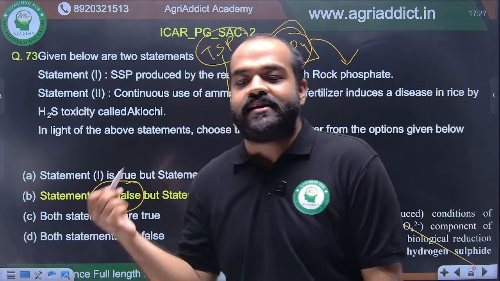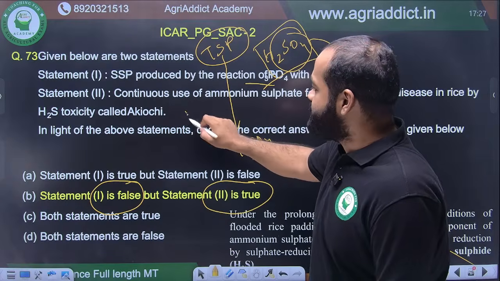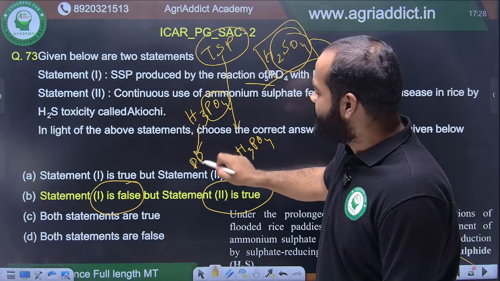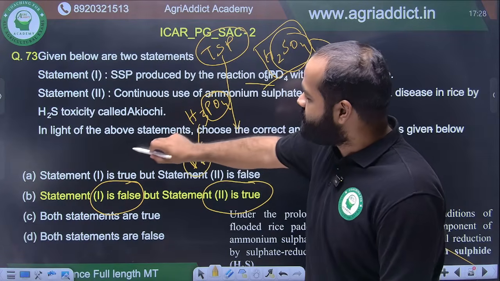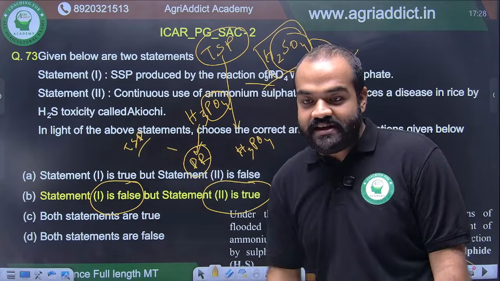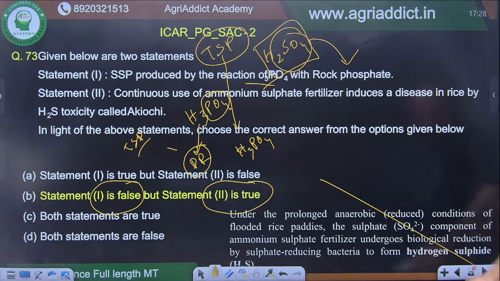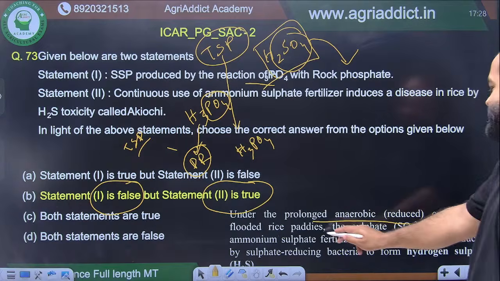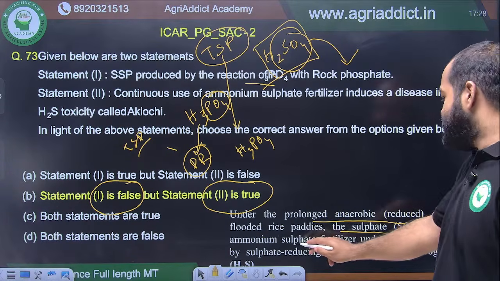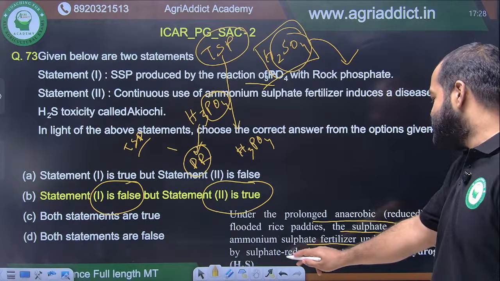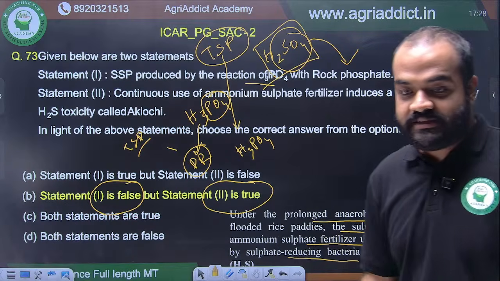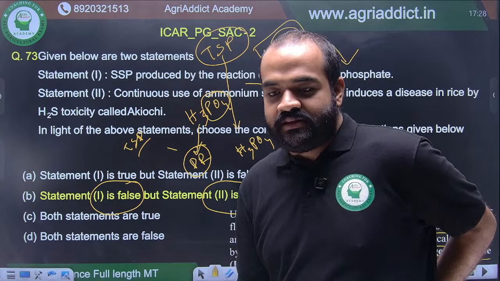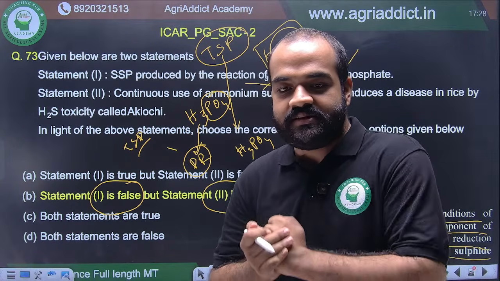Whereas TSP is a high analytical fertilizer. उसमें it is H3PO4 phosphoric acid जिसमें ऑलरेडी फॉस्फोरस है, उसके साथ फॉस्फेट रॉक को अगर हम रिएक्ट करेंगे तो it will form TSP. हमें क्लियर? बाकी यहाँ पे एक ये दिया हुआ है explanation. Under the prolonged anaerobic conditions of flooded rice paddies, the sulfate component of ammonium sulfate fertilizer undergoes biological reduction by sulfate reducing bacteria to form H2S. और H2S बनने से ही Akiochi होता है. We all know it is called Akiochi disease. So, are we clear here?